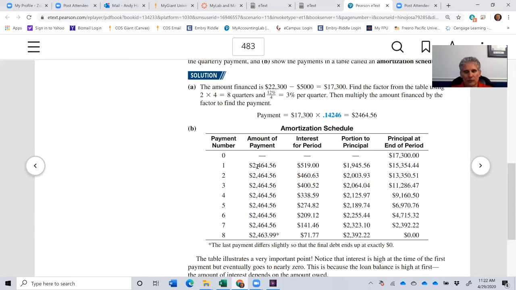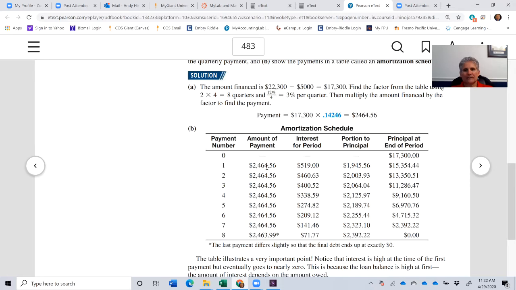So our total payment is $2464.56. The interest is 3% times the $17,300, which gives us $519. Now the portion to the principal will be the difference, $2464.56 minus what goes to interest. That money's gone. The remaining balance goes towards the principal. So now we take the $17,300, subtract the $1948.56, and that gives us $15,354.44. So that's our balance after the first payment.